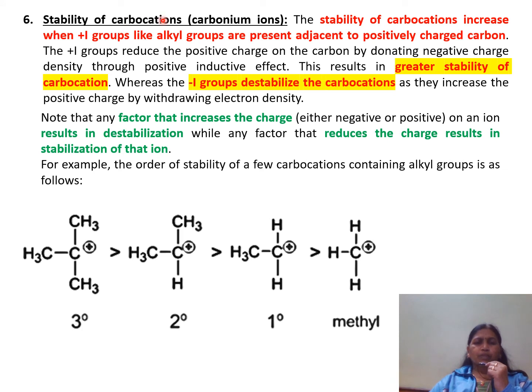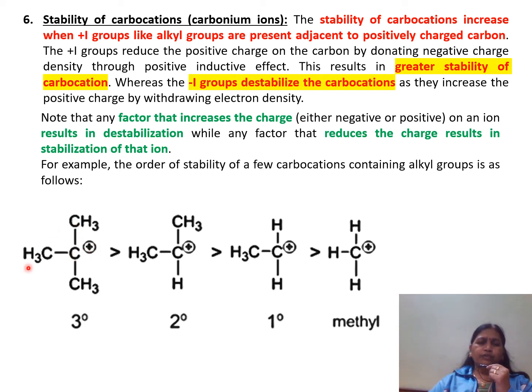Next application is the stability of carbocation or carbonium ion. This we have discussed in hyperconjugation also. The stability of carbocation increases when plus I groups like alkyl groups are present adjacent to the positively charged carbon atom. Earlier also in this video I have discussed that the groups which are able to neutralize the charge, decrease the charge, will be more stable.